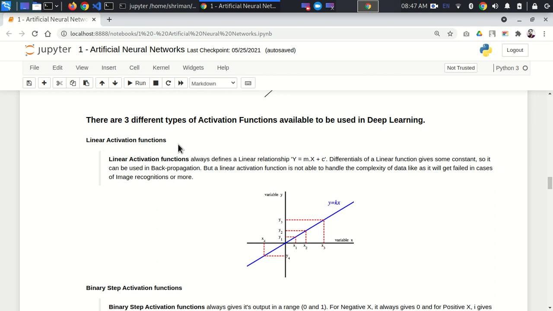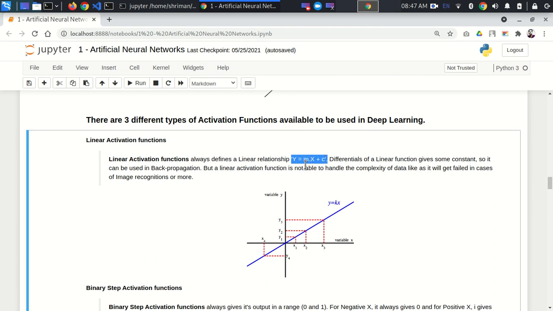And what is the linear function? This is known as a linear function: y equals mx plus c. This is the equation of a straight line, and we are going to utilize this type of function as a linear activation function. A linear activation function always defines a linear relationship. The differential of a linear function gives a constant, so it can be used in back propagation, but a linear activation function is not able to handle the complexity of data, so it will fail in cases like image recognition.